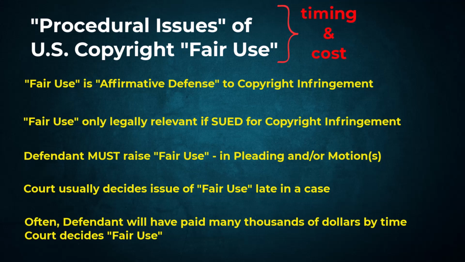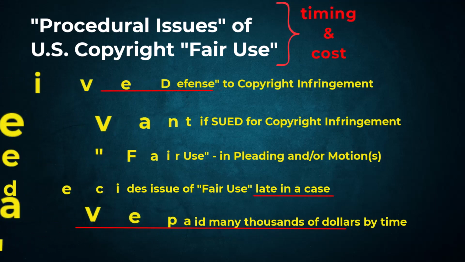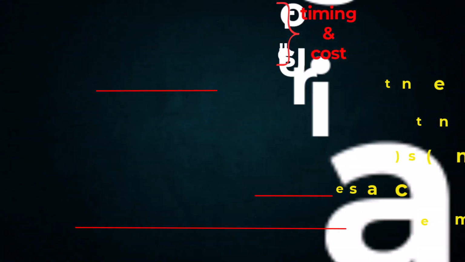So those are some of what I would call procedural issues behind copyright fair use, namely that because fair use is an affirmative defense of the defendant, it's generally going to come up late in the case, and it's generally, at least by that point in the case, that the defendant will have already spent many, many thousands of dollars in attorney fees. So that's important to consider if you're trying to rely on the defense of fair use.